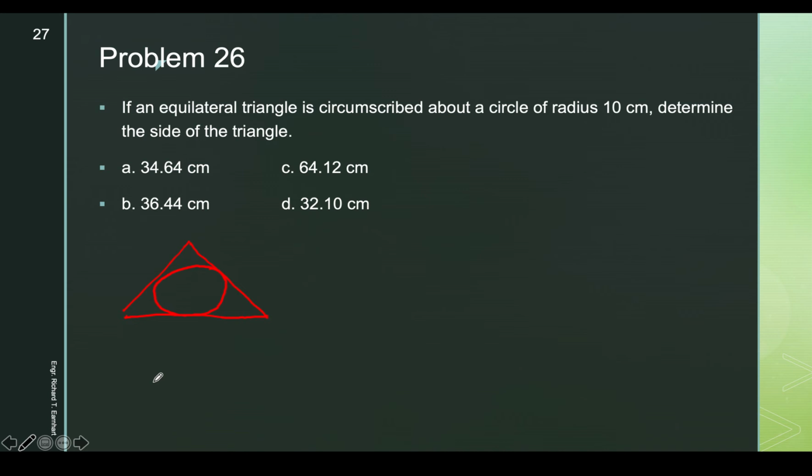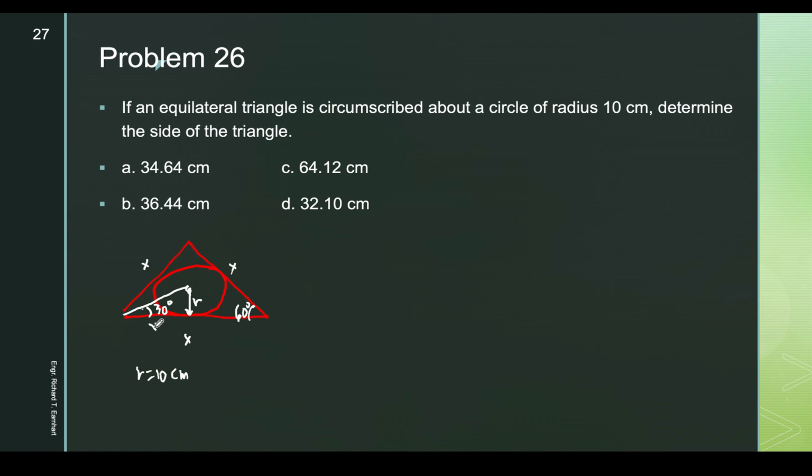Okay, now if this is equilateral, then the sides are equal. Okay, and from the center to the opposite side, this is the radius, and that is perpendicular to the side of the triangle. And R is given to be 10 cm. And since this is equilateral, 60 degrees, and then this side must be a bisector, so this is 30 degrees.